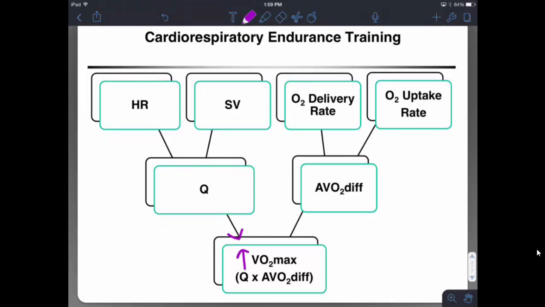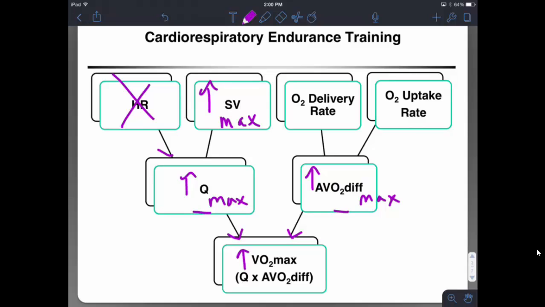According to Fick, VO2max is affected by cardiac output and AVO2 difference. Increases in VO2max with training are due to increases in cardiac output and AVO2 difference. Cardiac output is affected by stroke volume and heart rate, but heart rate max does not increase with training. So all increases in cardiac output with training are due to increases in stroke volume max.